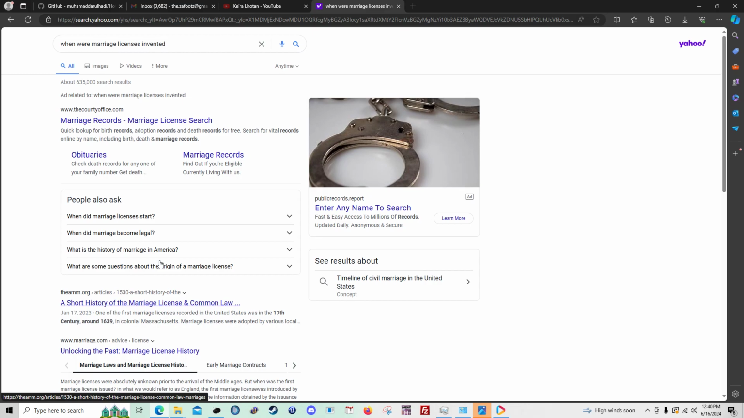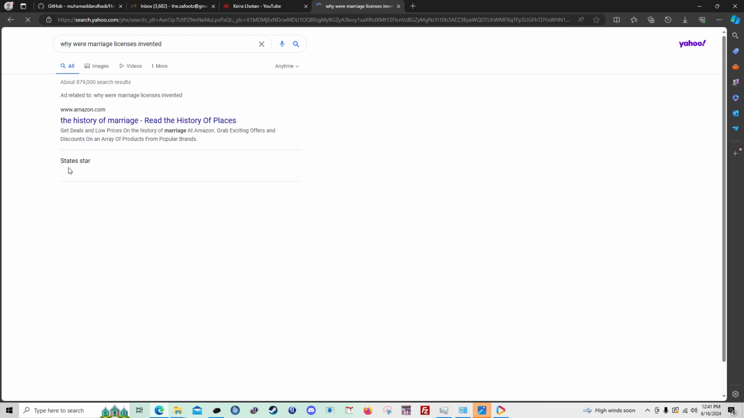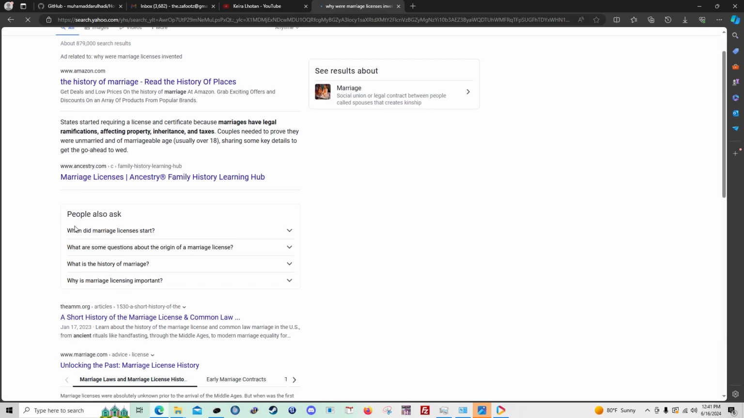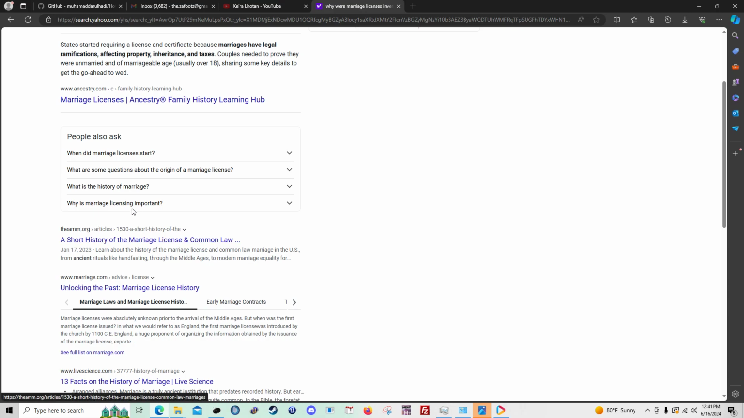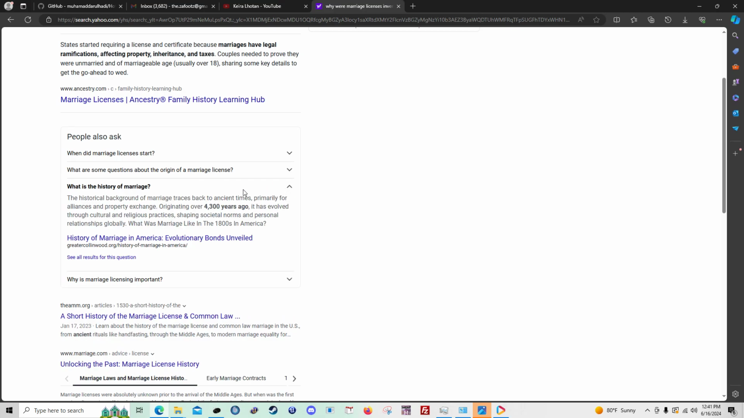And if we look up why were marriage licenses invented, let's see. What is the history? The historical background of marriage traces back to ancient times, primarily for alliances and property exchange over 4,300 years ago, and evolved through culture and religious practices, shaping societal norms and personal relationships globally. Okay, so it was primarily for alliances and property exchange.